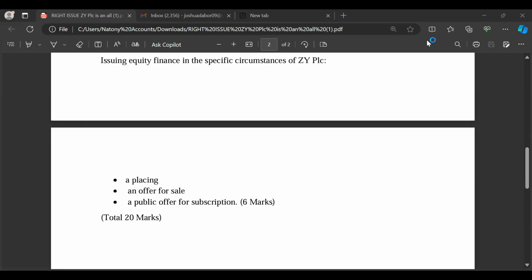An offer for sale is done through an investment bank, whereby the investment bank issues a prospectus and sells the shares to the public. While for the public subscription or public offering, the company will issue the prospectus and invite subscription from the public at a fixed price.